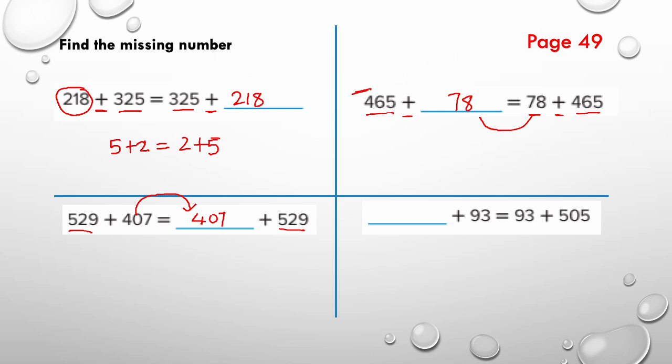Now again pause the video, find the answer of this question. A number missing here, plus 93 equals 93 plus 505. So we'll look which number is repeated. So 93 is repeated on both sides of the equal to sign. Now which number is not repeated? 505 is not repeated. So the 505 should be here. Okay? Is your answer correct? Very good. This comes in the page number 49 in your book.